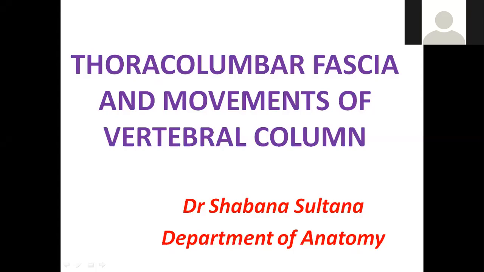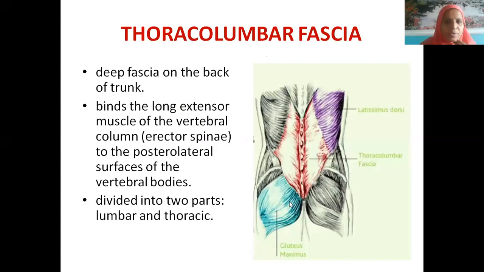So we will start with thoracolumbar fascia only. In this view you can see the thoracolumbar fascia. This is the posterior view of the body, that means we are seeing from the back. These are the spines of the lumbar vertebrae, and these are the spines of the sacrum.